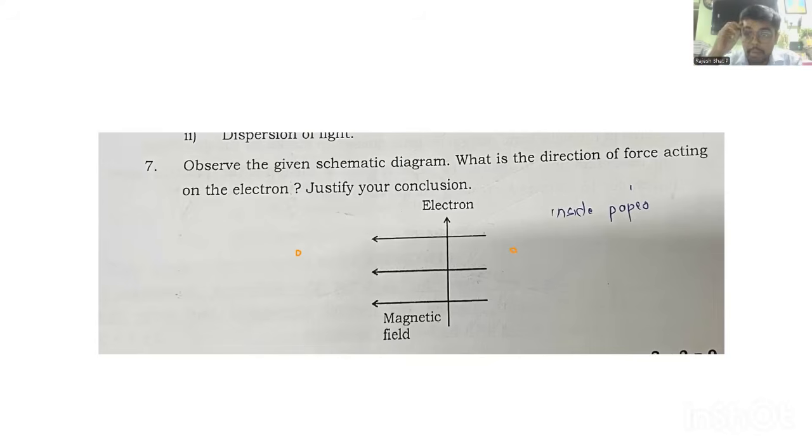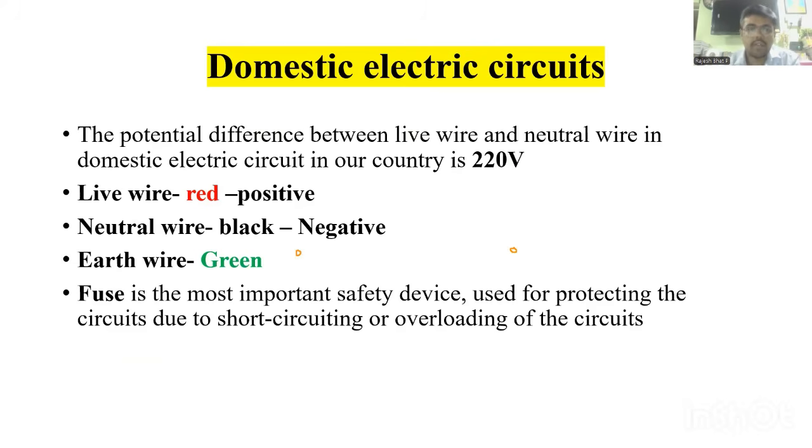Okay, so this one properly you understand. You want still more, we will see at the end of this session. Okay, next, lastly, I told you 220 volts potential difference between live wire and neutral wire. Live wire red color positive, neutral wire black, earth wire green. What is fuse? I already told you. So these things you have to remember.